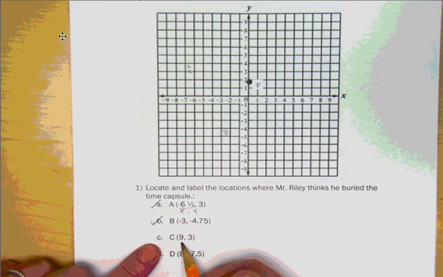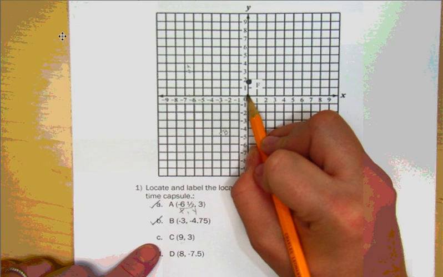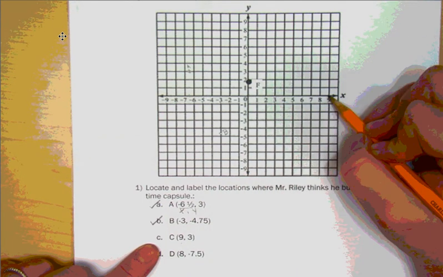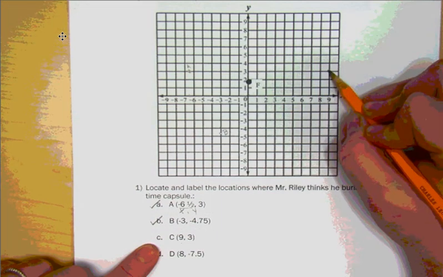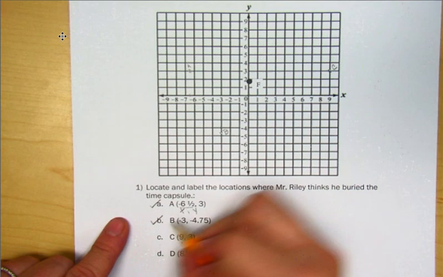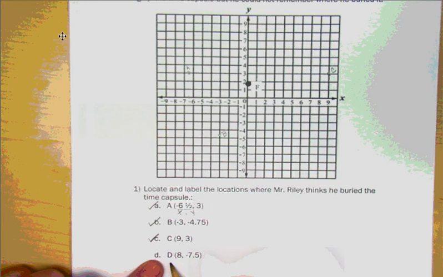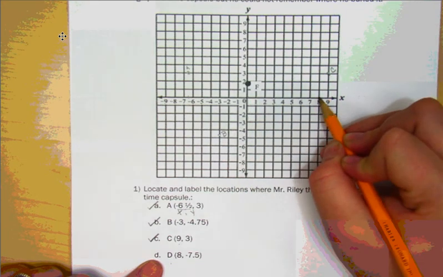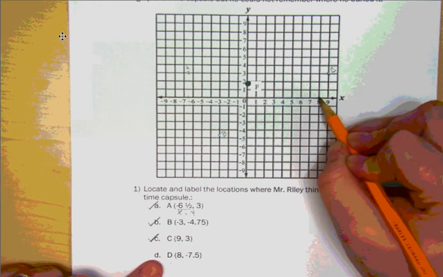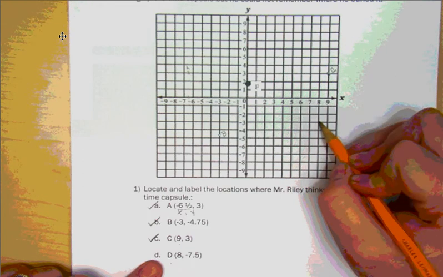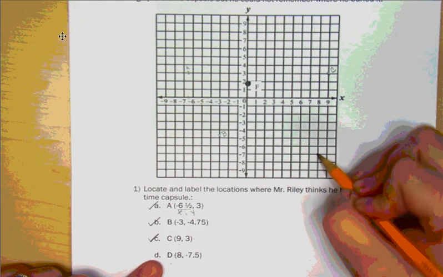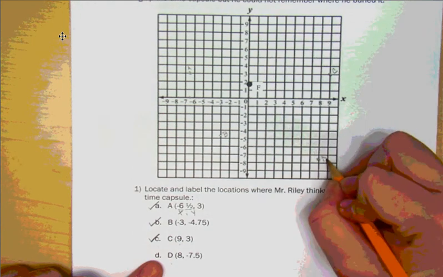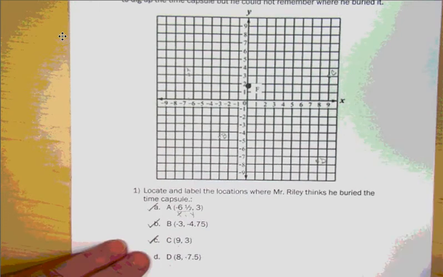Then I'm going to go on to letter C, and I'm going to plot that at 9, 3. So again, I start at the origin, 1, 2, 3, 4, 5, 6, 7, 8, 9, and then up 1, 2, 3. Label that C. Then I'm going to go to D, which is at 1, 2, 3, 4, 5, 6, 7, 8, and then -7.5, 1, 2, 3, 4, 5, 6, 7, and half would be right between -7 and -8. So I'm going to label that point D.